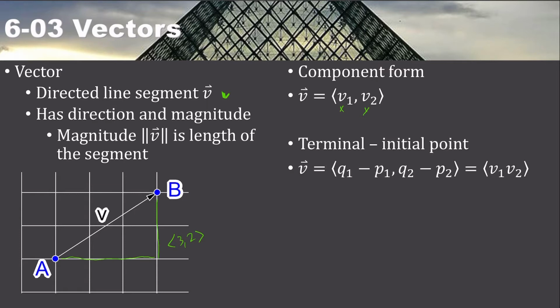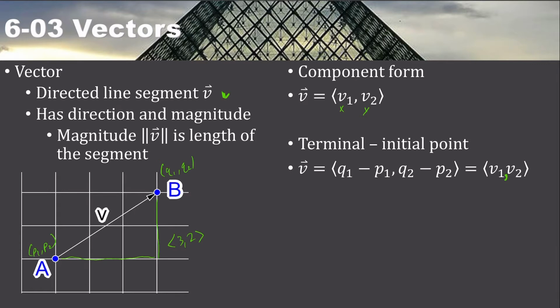To calculate it, you take your second point and subtract the initial point. So if this was Q1, Q2, and we started at P1, P2, our vector is <Q1 minus P1, Q2 minus P2>, which gives you <V1, V2>, with a comma in between.